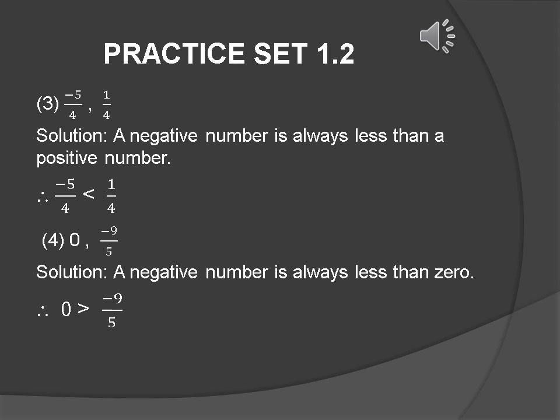Question number 3. Compare the numbers minus 5 by 4 and 1 by 4. Solution. A negative number is always less than a positive number. Therefore, minus 5 by 4 is less than 1 by 4. Question number 4. Compare the numbers 0 and minus 9 by 5. Solution. A negative number is always less than 0. Therefore, 0 is greater than minus 9 by 5.